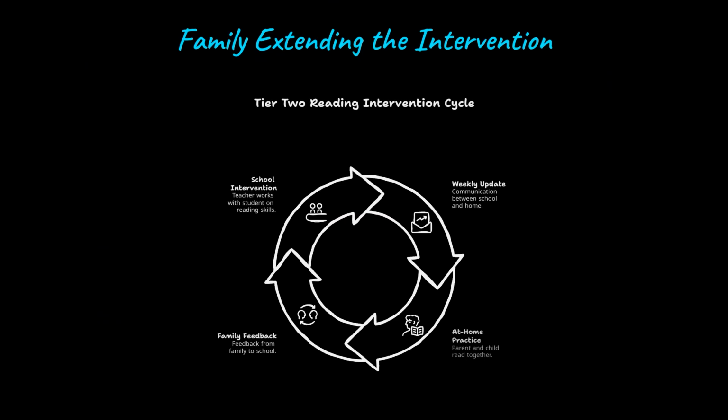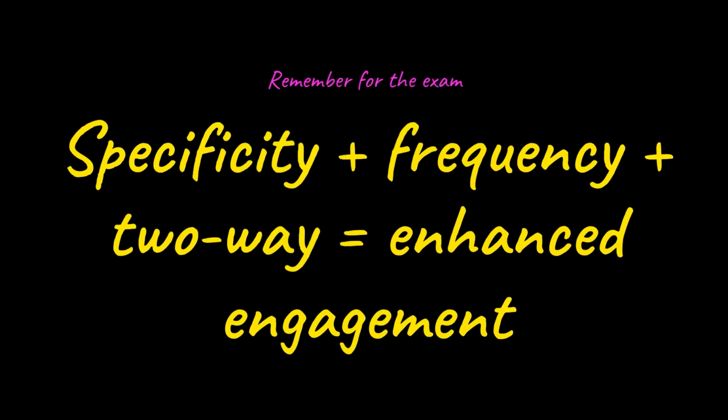Think of it as a loop. The school delivers the intervention, sends a specific update home, the family reinforces the skill, and their observations feed back into the plan. Without that loop, the school is working in isolation and the impact of the intervention is cut short. When an exam item describes routine parent communication with no reference to the intervention, enhanced engagement is absent. When it describes a teacher sharing weekly, intervention-specific updates and gathering family input, the practice is present. Family engagement is part of the architecture, not a soft add-on.